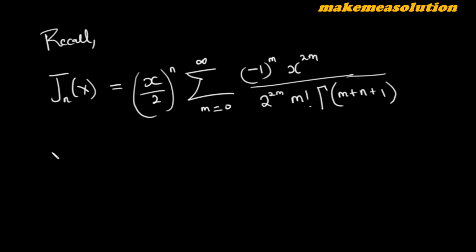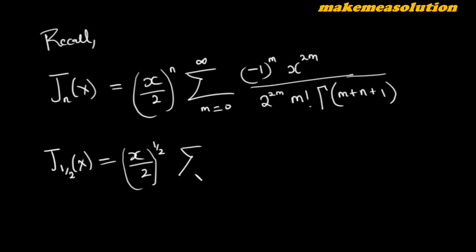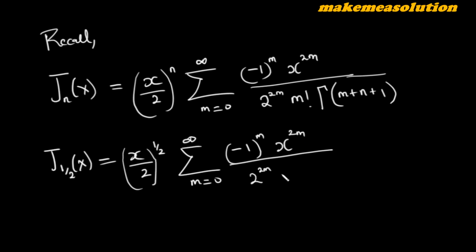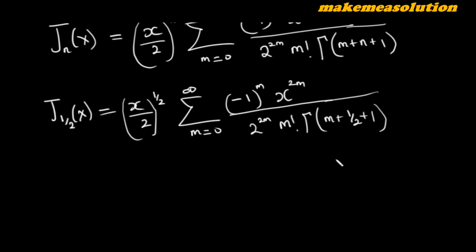So having it like this, you can now say your J of x, that's J of 1 over 2, when n is 1 over 2, is going to be (x over 2) to the 1 over 2. Anywhere we see n, we'll replace it with 1 over 2. Summation from 0 to infinity, (-1) to the m, x to the 2m, over 2 to the 2m, m factorial, then you now have gamma of m plus 1 over 2 plus 1. Okay, so this is how we have replaced this one.